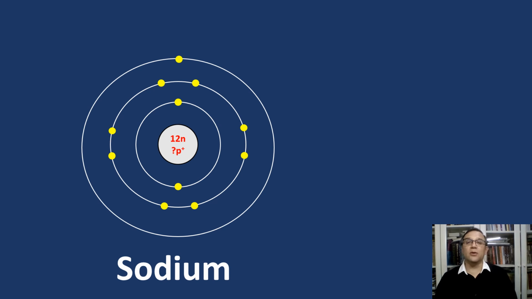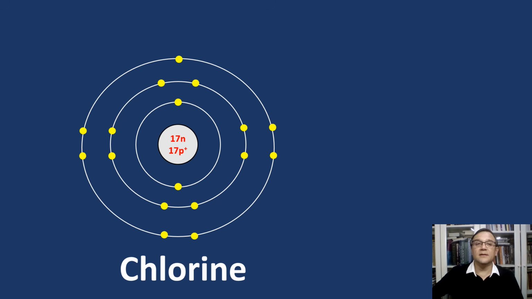Now let's look at sodium. Sodium has 11 electrons, so it also has 11 protons in the nucleus, along with 12 neutrons. Chlorine has 17 electrons, so it also has 17 protons in the nucleus.